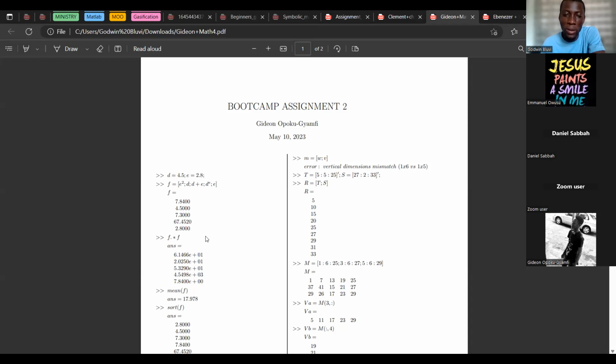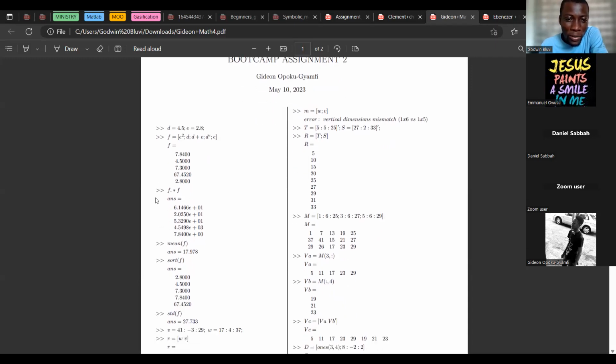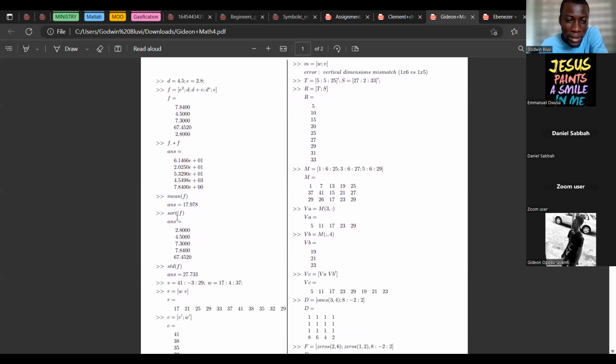Okay, that's fine. So people are doing it. Thank you very much. So F dot star F, okay, this is fine. The mean, sort, standard deviation. Perfect. So those who have submitted their work, good work done for the first part of the assignment.